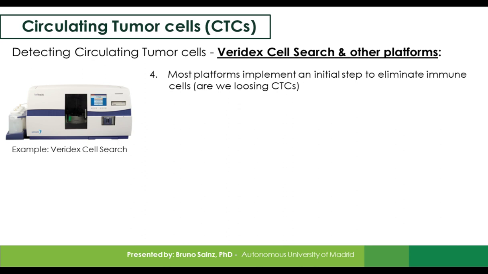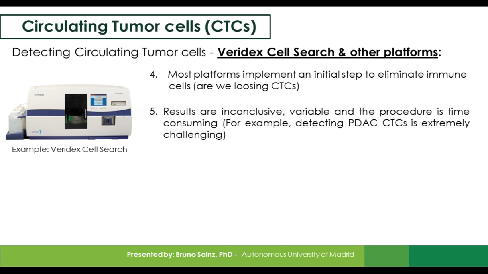Now, again, going back to the existing platforms, another inconvenience is that most platforms implement an initial step to eliminate immune cells. So we have to ask the question: if circulating tumor cells and circulating cancer cells are traveling in circulation with support cells, maybe some of those support cells are actually immune cells. And if we implement an initial step to eliminate immune cells, we might be losing those circulating tumor cells or those circulating cancer stem cells.